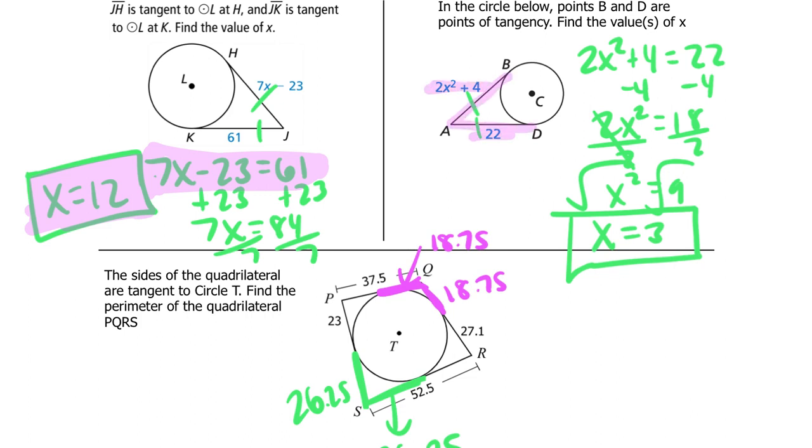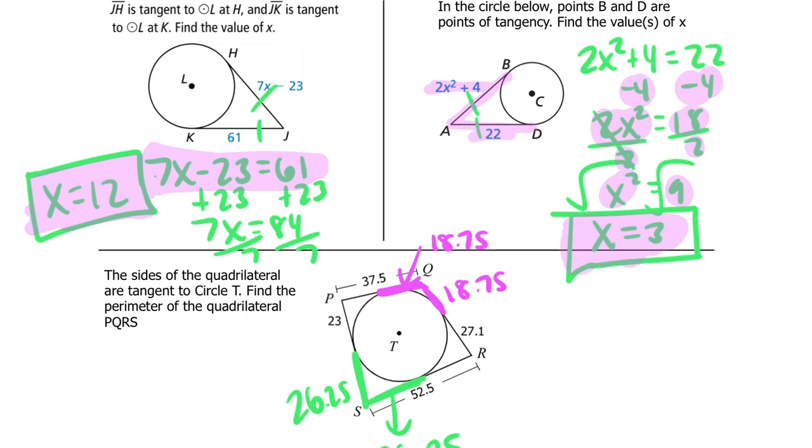So 2x squared plus 4 has to equal 22. I'm going to explain the solving of that really quick. So I subtracted 4 from both sides, and I had 2x squared equals 18. I wanted to solve that for x, so I divided by 2. I had x squared equals 9. Solve that for x, so you want to get rid of the squared, so I square rooted both sides, and I ended up getting x equals 3.